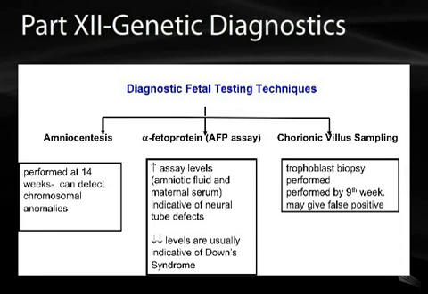The other thing we can look at is chorionic villus sampling, so we can do a trophoblast biopsy. We can do that a little bit earlier than amniocentesis, about the 9th week, so we can find out if there's a genetic problem earlier on, about 5 weeks earlier. The downside to that is that they may give a false positive.